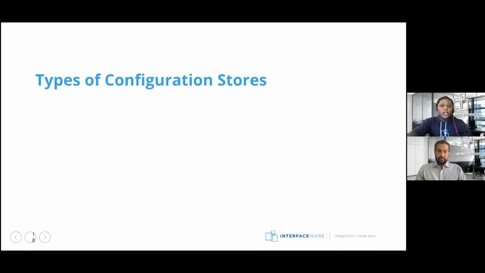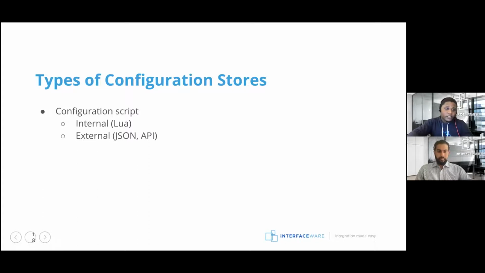Okay, so there are a couple of great ways that you can store configurations in Iguana. And the three that I'm going to discuss today are configuration scripts, and these can be internal, such as a Lua script, or external, such as a JSON file or an API endpoint. And finally, Iguana environment variables.